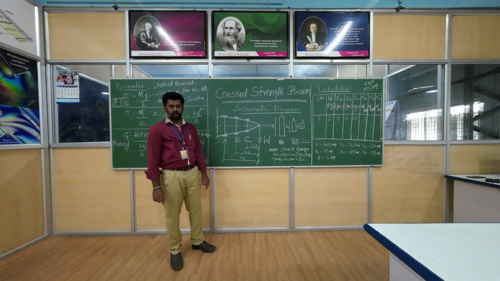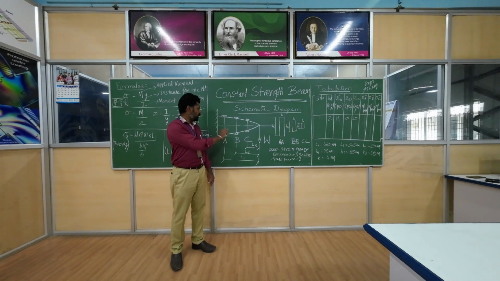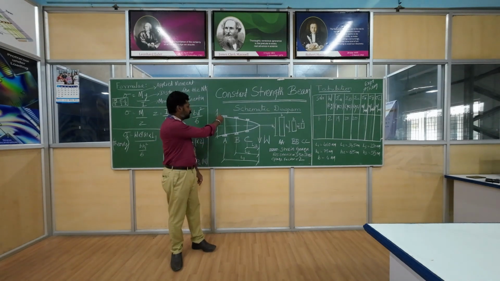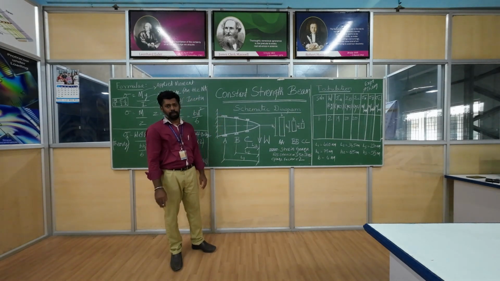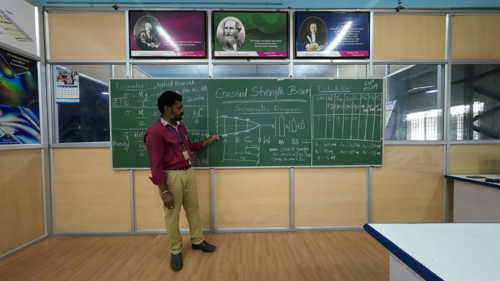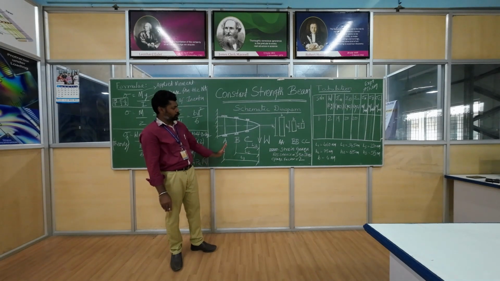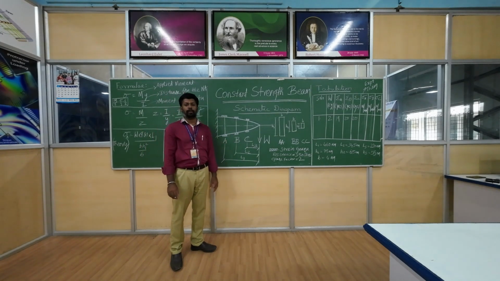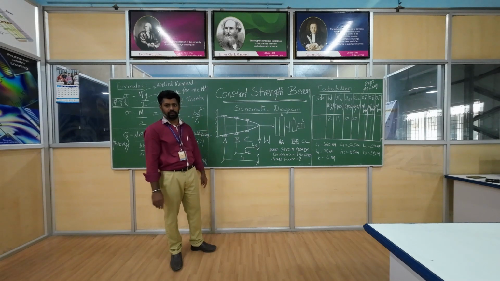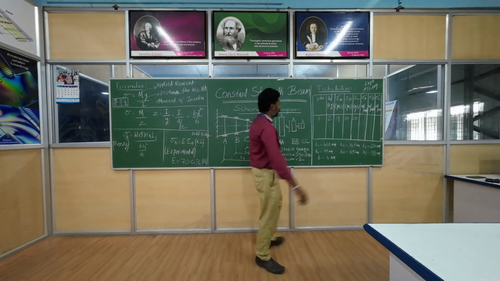Now to determine the strain, we are using strain gauges at the top and bottom of the beam. Section A has two strain gauges, section B has two strain gauges, and section C has two strain gauges. Now we are going to apply the load and compute the strain from the strain gauges. Let us go to the tabulation.